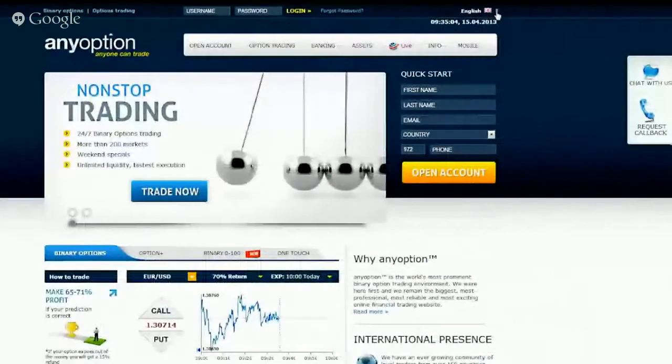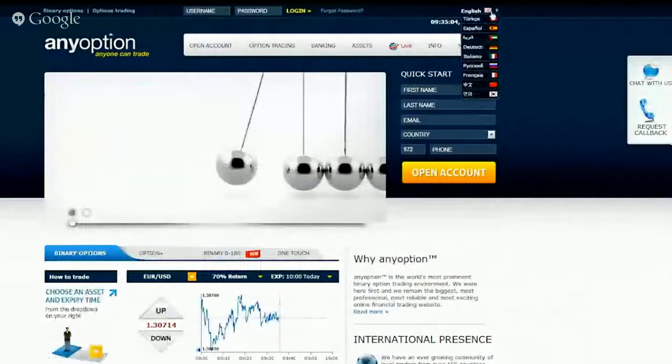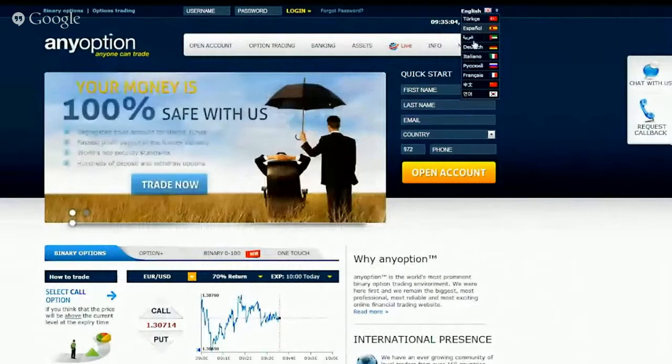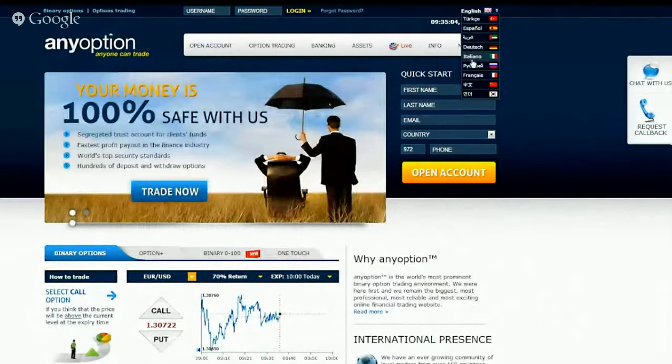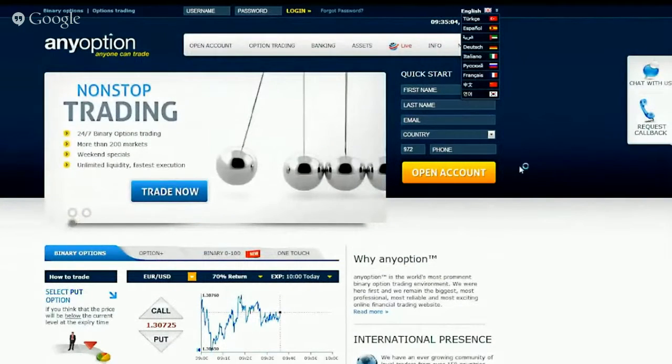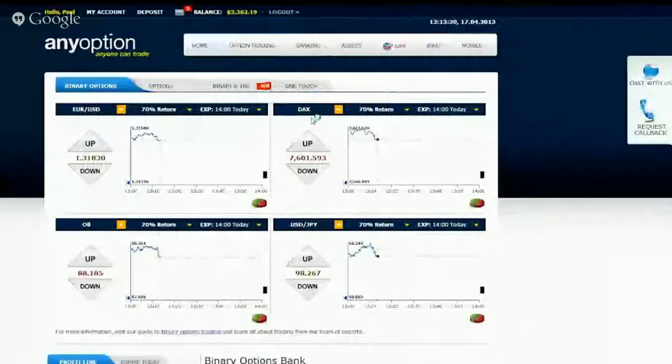Okay, I enter the Anyoption website. Before I log in, I would like you to see the variety of languages you can find here: English, Turkish, Spanish, Arabic, German, Russian, French, Chinese, and Korean. In order to start trading, I enter my username and password. My current account balance is $3,362. Now I'll go into the trading platform Option Trading.